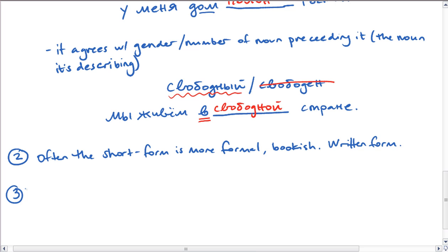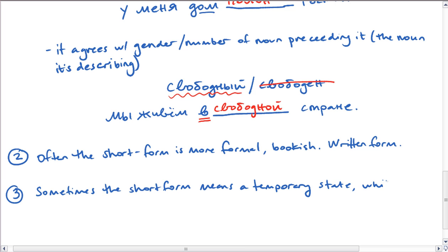Another point to decide between the two: sometimes the short form means a temporary state, while the long form means a permanent state.